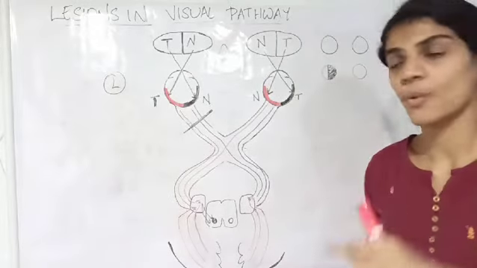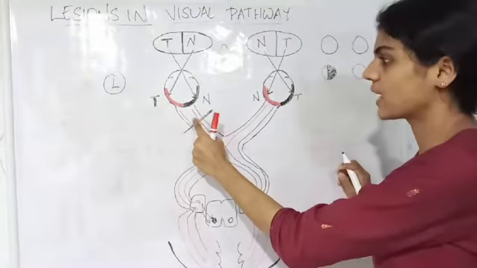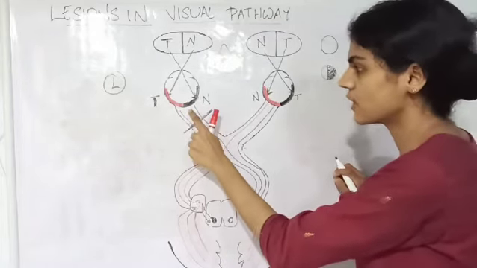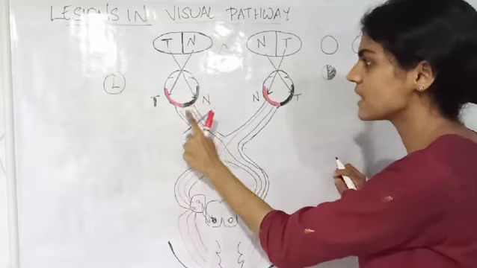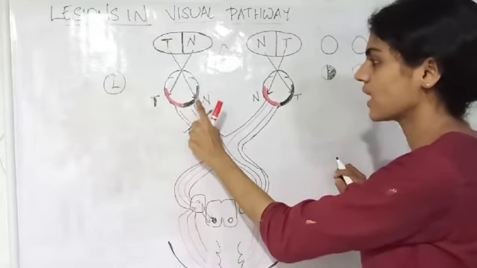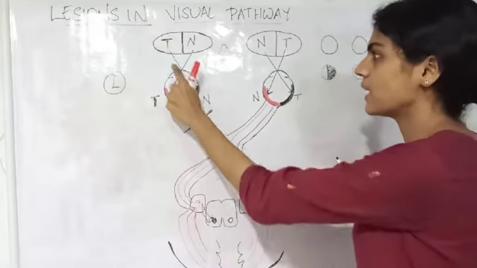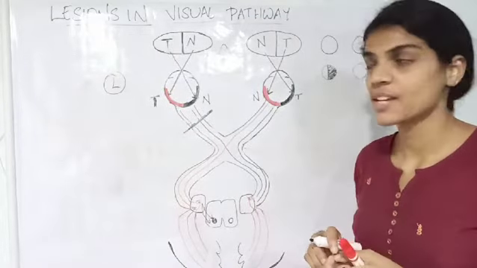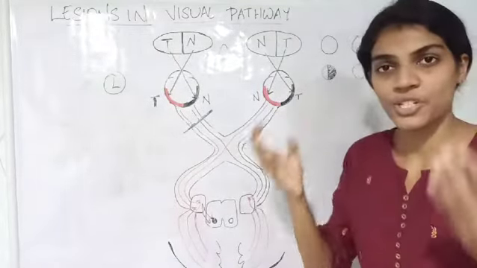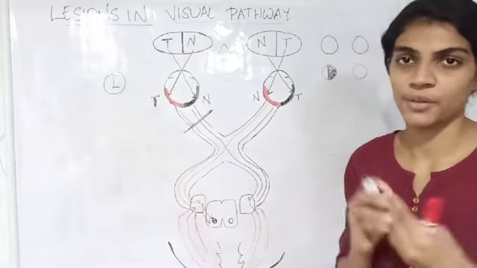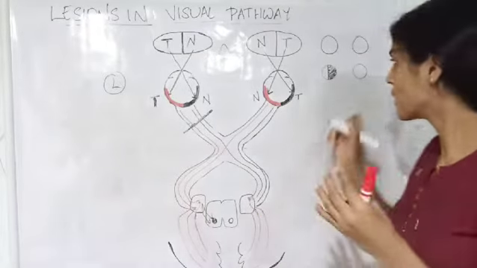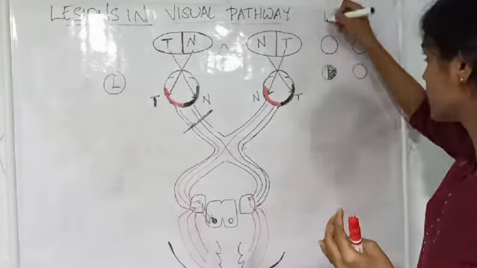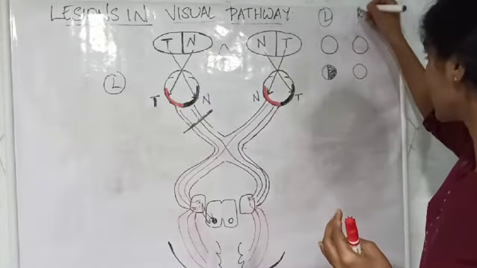Now we are considering this particular nerve fiber. This nerve fiber arises from the nasal retina, and the nasal retina is supplied by the temporal field of the left eye, so you cannot see the temporal side also. So what is the net effect? The temporal side of the left eye is also affected. This is the left eye, this is the right eye.